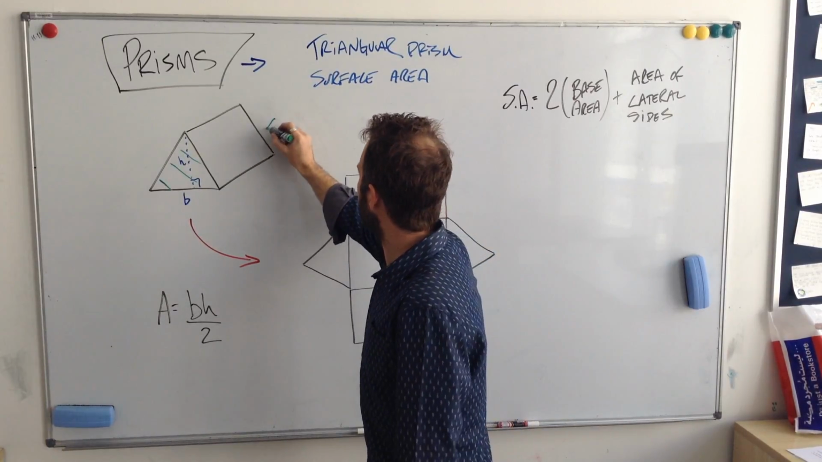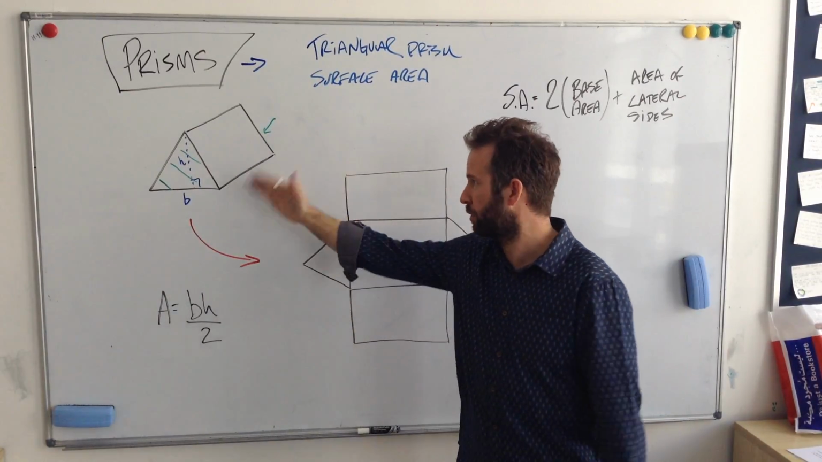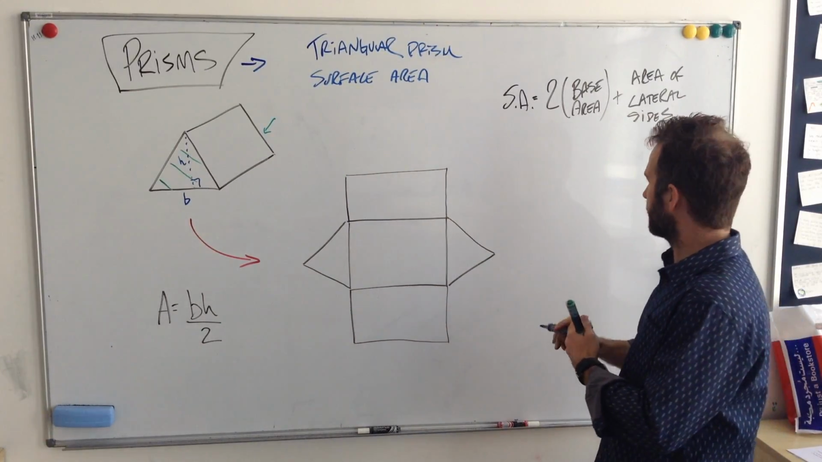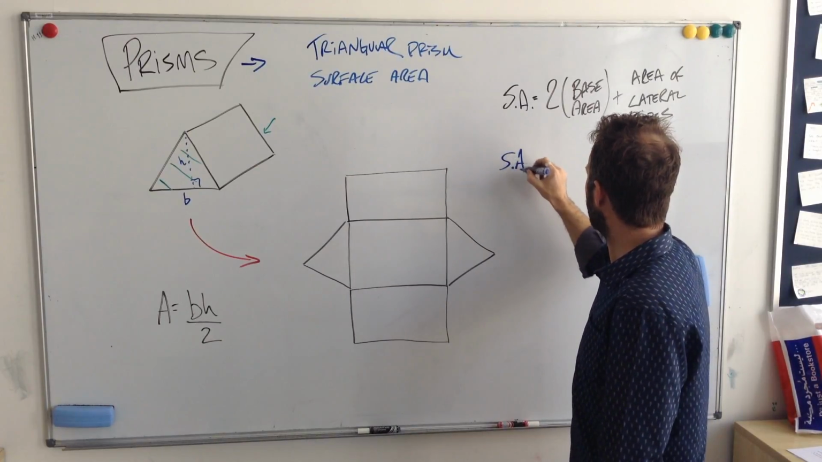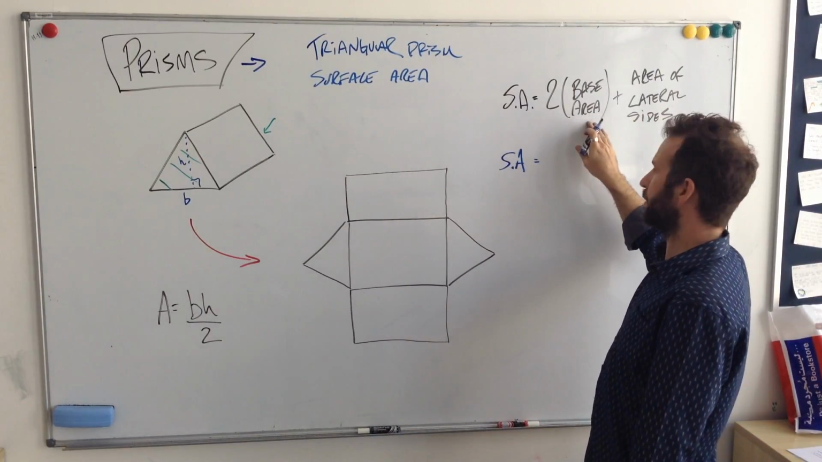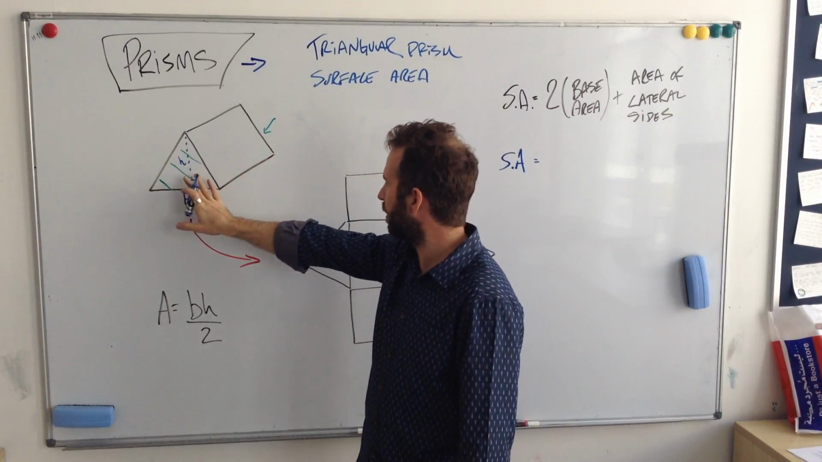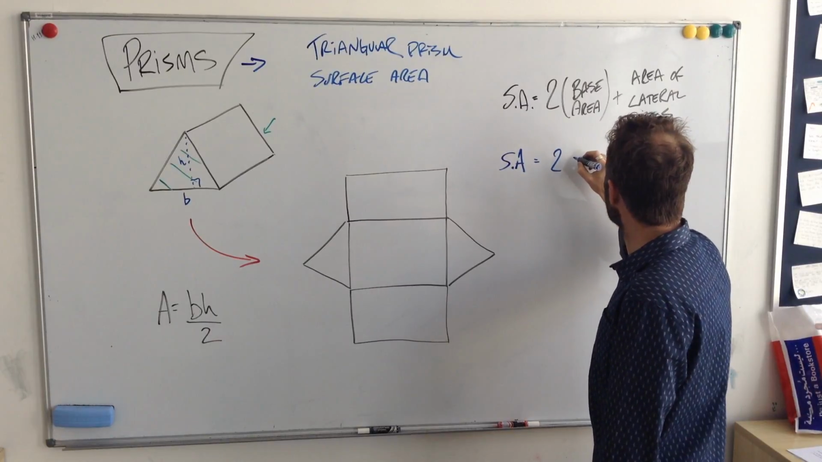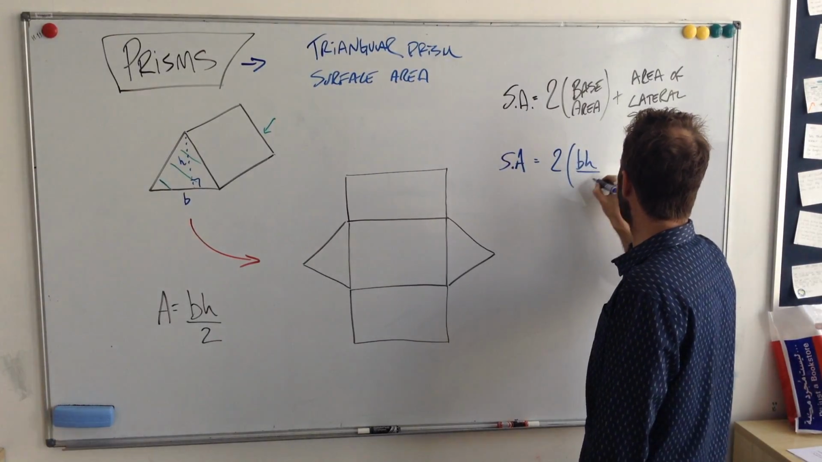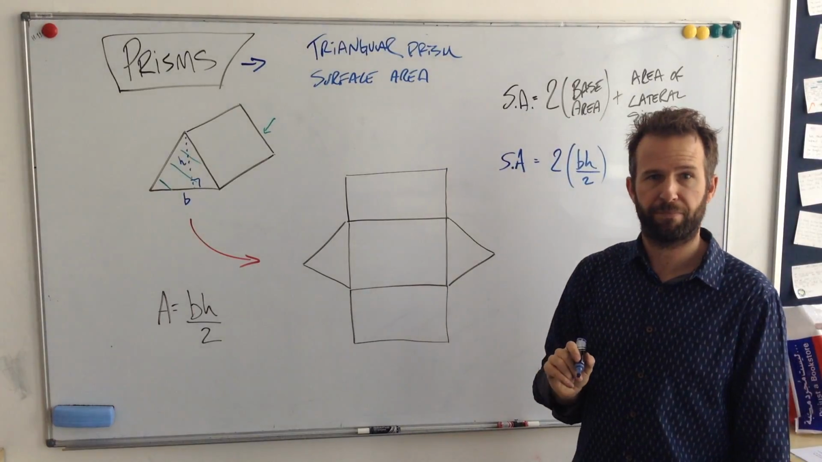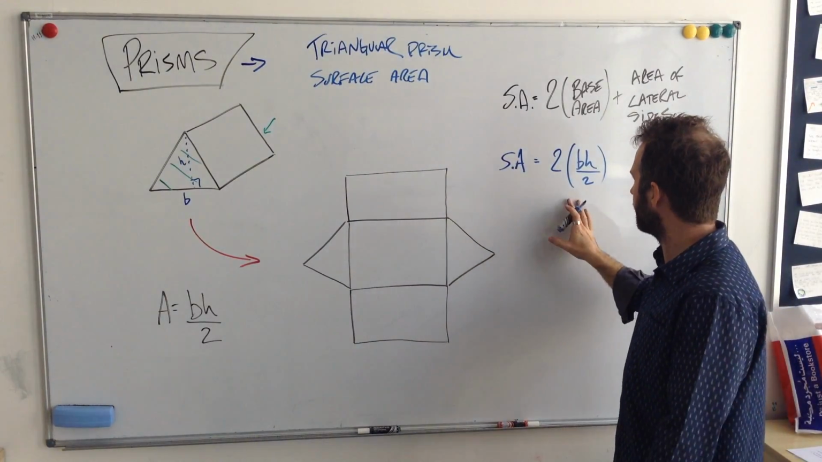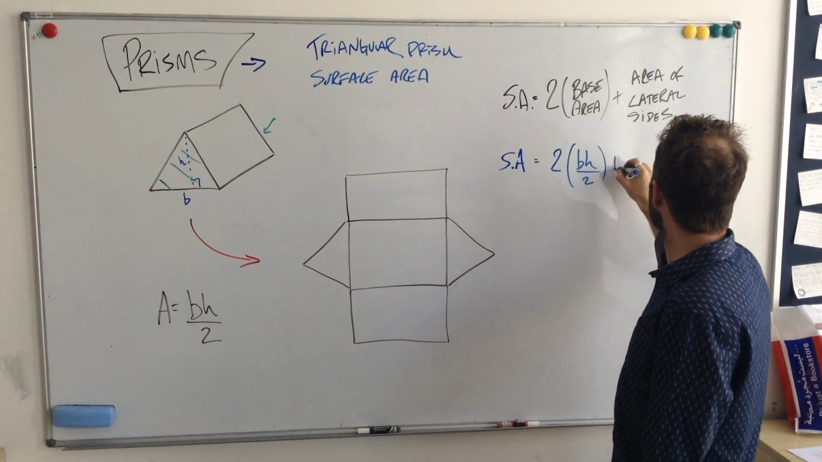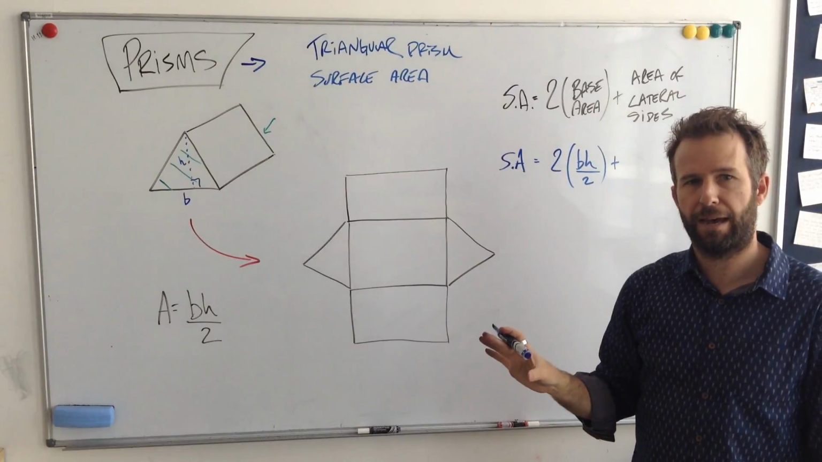Of course, we want to multiply that by 2 because I've got the 2 triangles on either side of my prism. So over here, I've got that the surface area, the SA, is going to be equal to 2 times the base area. Now, if our base area is identified by this, it would look something like this: 2 multiplied by bh divided by 2. I'm going to leave it there for now because that represents 2 times our base area. Let's talk about the addition of this area of lateral sides.